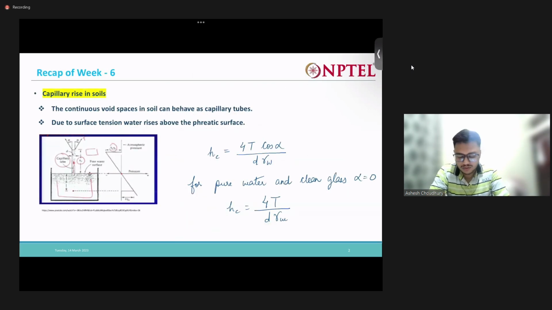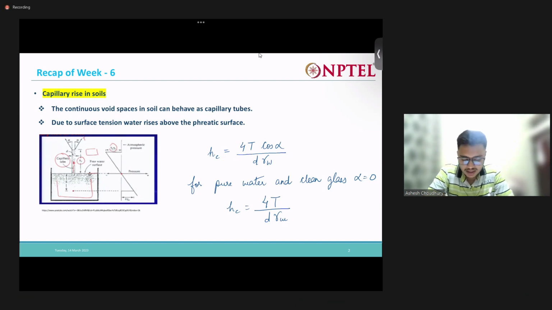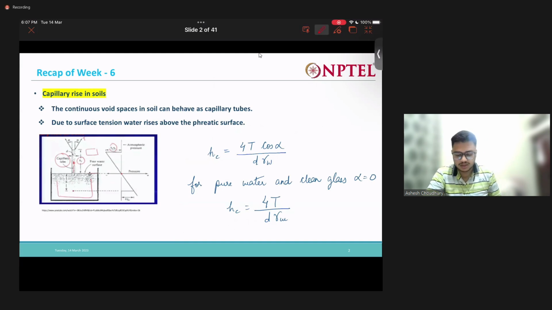Before we move into consolidation, there was a small topic discussed at the start of the sixth week, and that was capillary rise. Capillary rise should be clear to you: if I put a hollow tube inside water, the water will rise in the tube. This is mostly due to the surface tension of water.